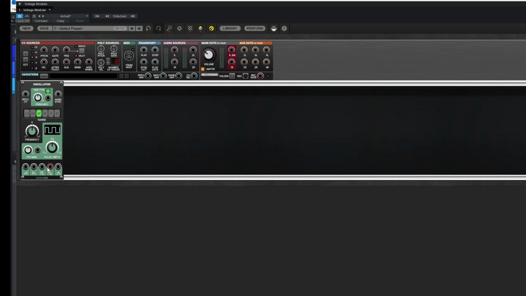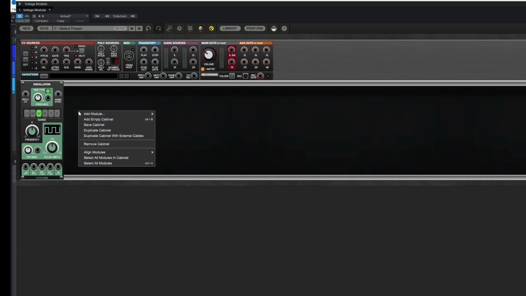by what are called control voltages. Now, audio voltages and control voltages, they're not different types of voltages, they're just different usages, if that's the right way to put it, of voltages. So what we can do, what's the best way to show this?